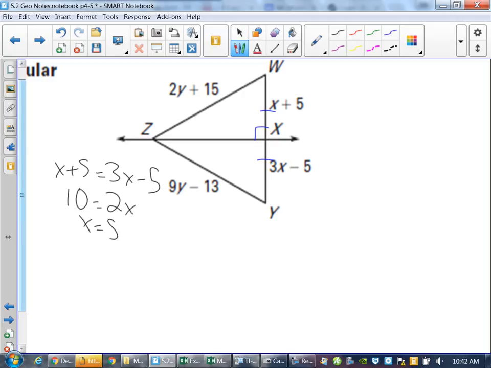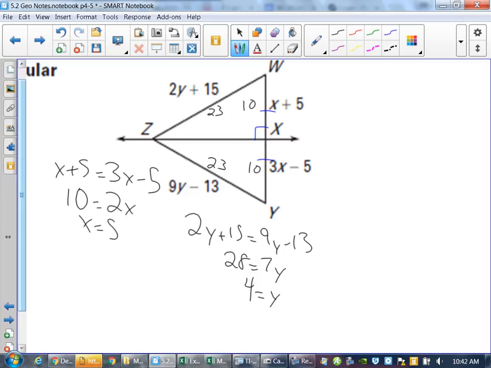And you get 5, which means both segments are going to be 10 here, 10 here, so you get that. Same deal with the y values, set them equal to each other. 2y plus 15 is 9y minus 13. Moving things around, 28. So you substitute back in 8 and 15, I believe, is 23. 36 minus 13 is also 23. And it does not appear as though we've goofed.